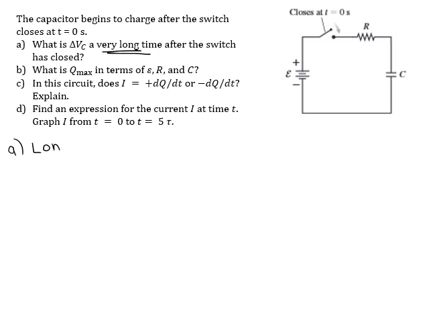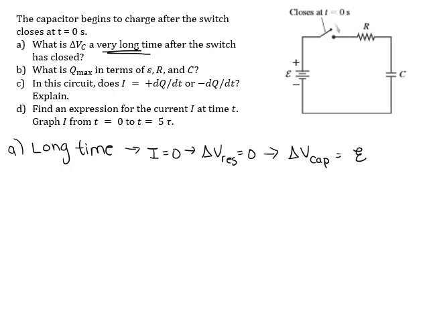So long time means something. Long time means that the capacitor is fully charged. If the capacitor is fully charged, then the capacitor acts like an open circuit. No more charge can move around. If it's an open circuit, then the current is 0. If the current is 0, then the potential drop across the resistor, current times resistance, is equal to 0, which tells us that the potential across the capacitor must have the same magnitude as the potential of the battery. So the potential across the capacitor is the same as the potential across the battery after a very long time.